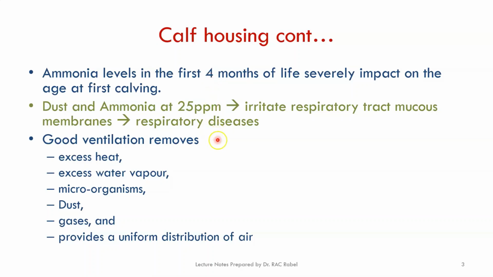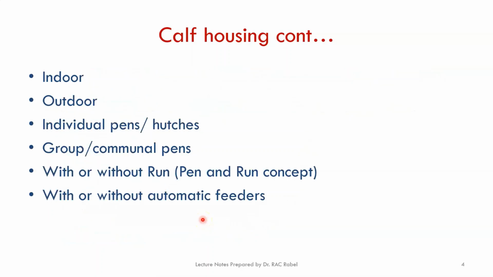So what good ventilation does is it removes the excess heat, excess water vapor, microorganisms, dust, gases like ammonia, and it provides a uniform distribution of air. So these are compulsory factors that you need to consider when you're designing a calf barn.